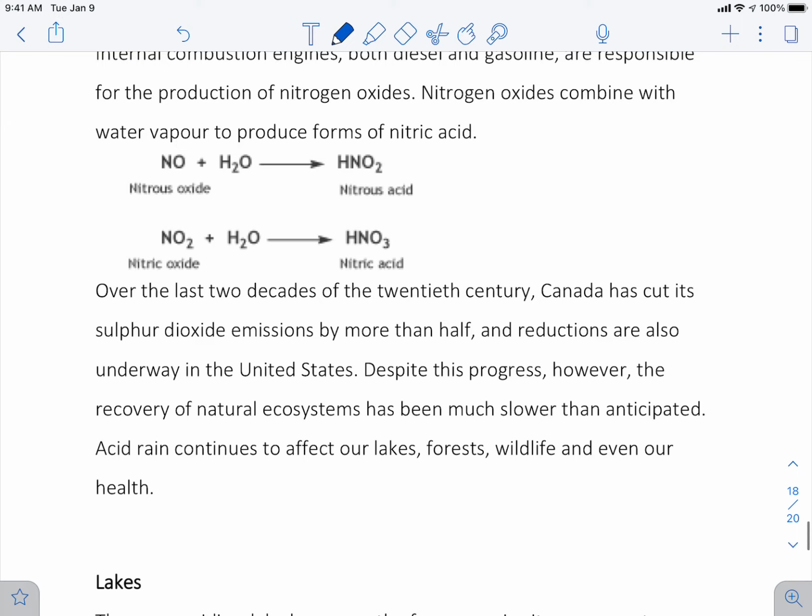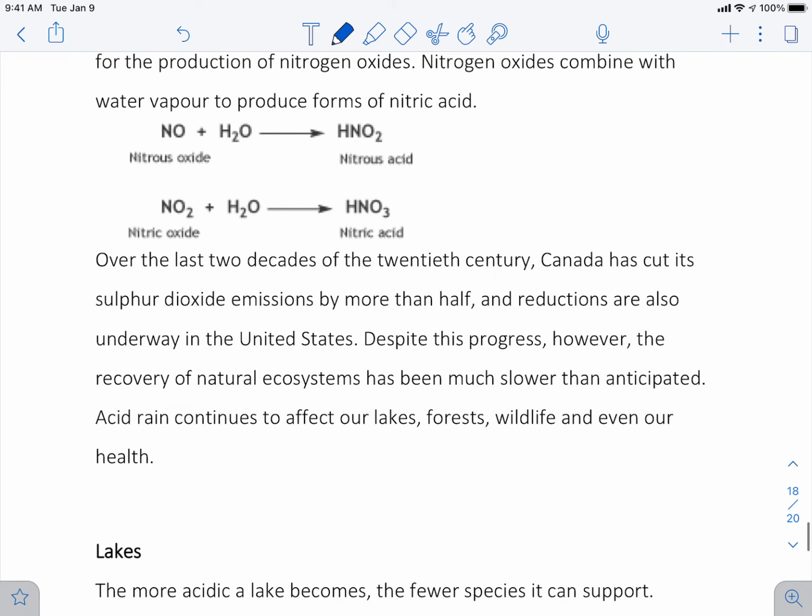Over the last 2 decades of the 20th century, Canada has cut its sulfur dioxide emissions by more than half, and the reductions are also underway in the United States. But despite those progresses, however, the recovery of natural ecosystems has been much slower than anticipated. Acid rain continues to affect our lakes, forests, wildlife, and even our health.